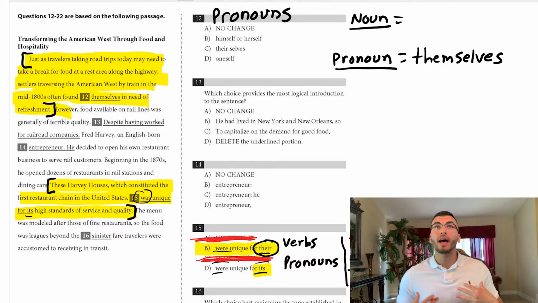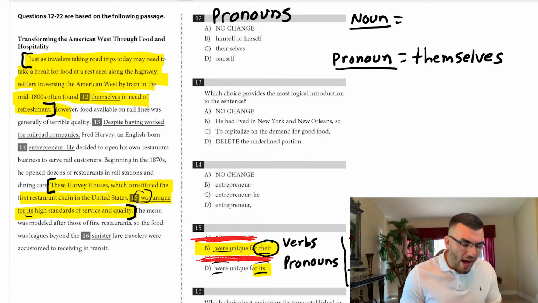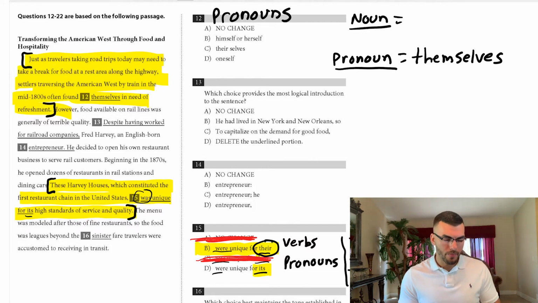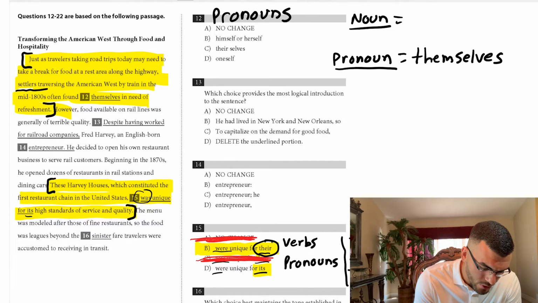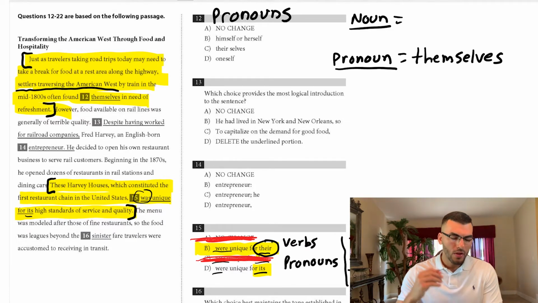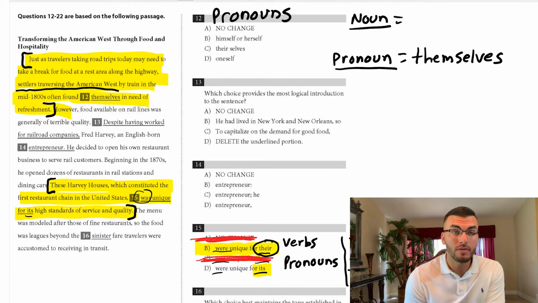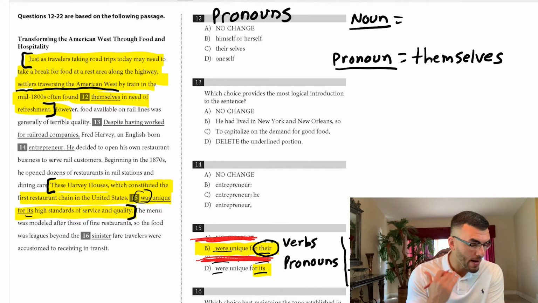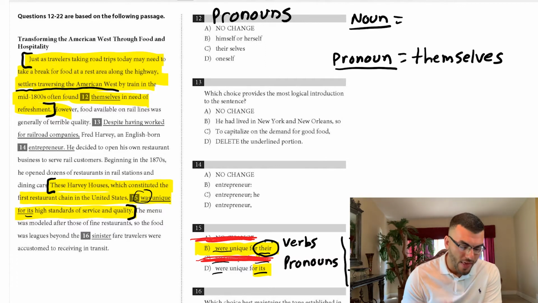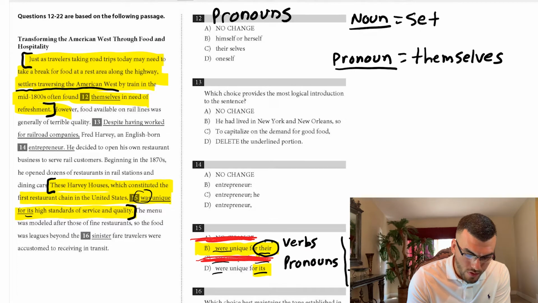Just the same thing as before. How do we identify the correct subject? Who or what is doing the action? Make sure you write that down. Who or what, in this case, found themselves in need of refreshment? The settlers traversing the American West. They are who found themselves in need of refreshment. So the settlers.